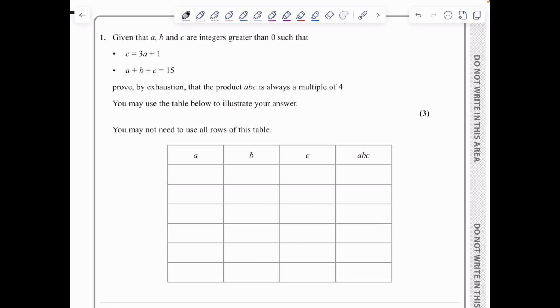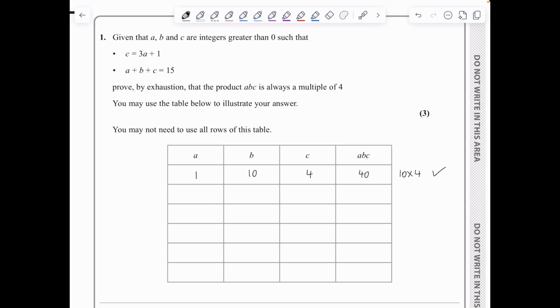So let's start with the first possible value for a. Since we are told that a, b, and c are positive integers, I will consider a being 1. Knowing that c is 3a plus 1 makes c 4, and given that the sum of the three integers is 15, this means that b is 10. So the product abc is 1 times 10 times 4, which is 40, which is 10 times 4. It's a multiple of 4, so this is correct.